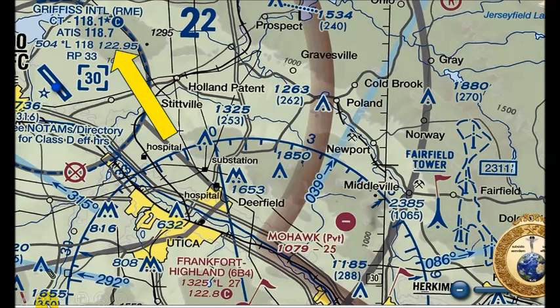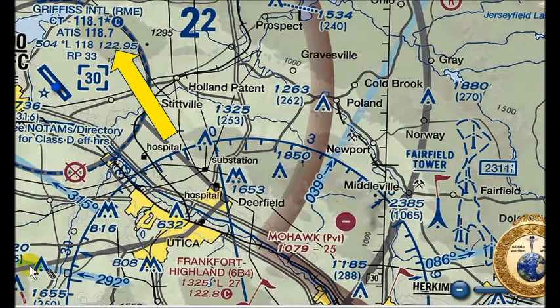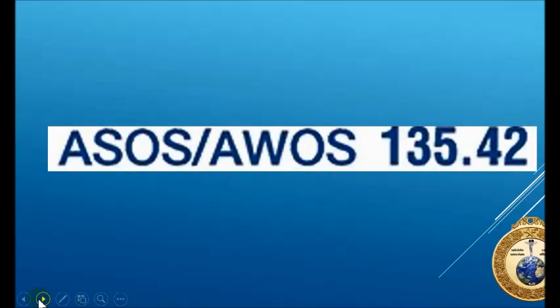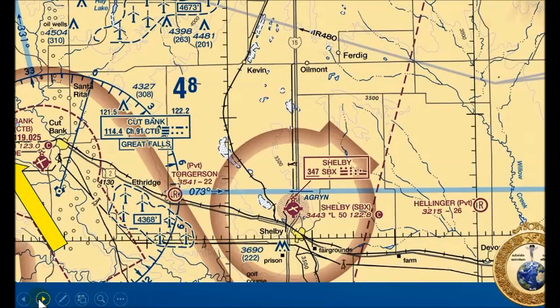Griffiths Air Force Base. Right, so what's that? Automatic Terminal Information Service. ATIS here is 118.7 at Griffiths. AWOS: Automated Weather Observing System, and the frequency it can be monitored on. That shouldn't have happened.